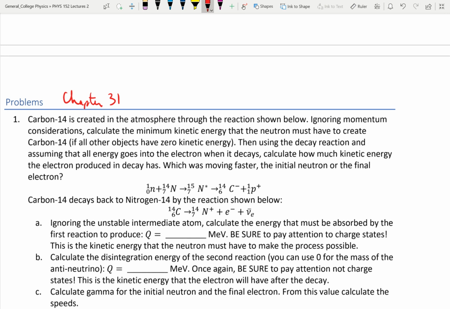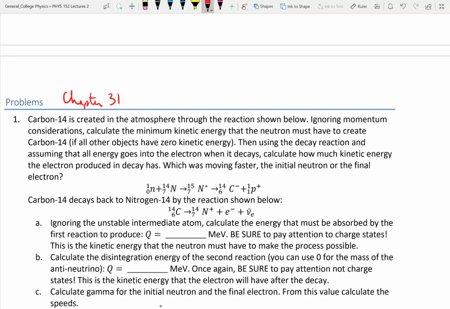Looking at the worksheet answer for the problems of 31. The first problem is about carbon-14, but it's not radiometric dating. It's about how carbon-14 is created and decays. So we have two equations, one for how carbon-14 is created in the atmosphere.